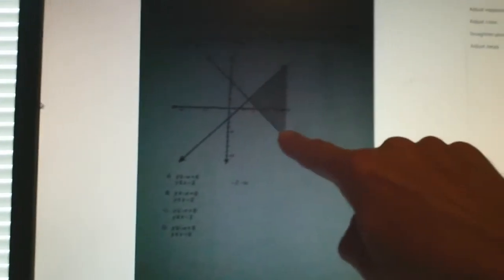All right, so A has greater than or equal to, B has greater than, C is less than or equal to, D is less than. So we eliminate those two answers right there. C and D, we know it's not those. So the answers are either A or B, just looking at this first line.